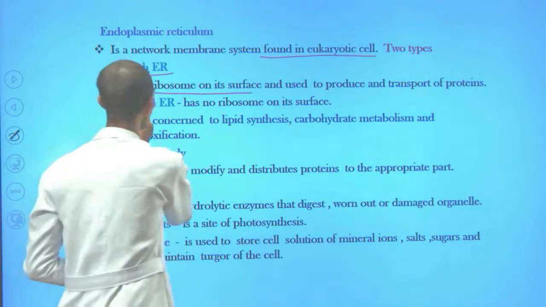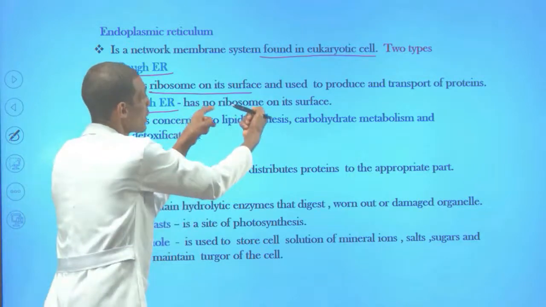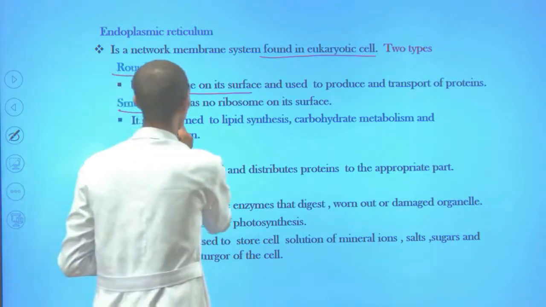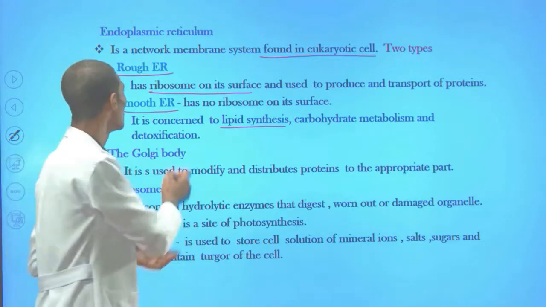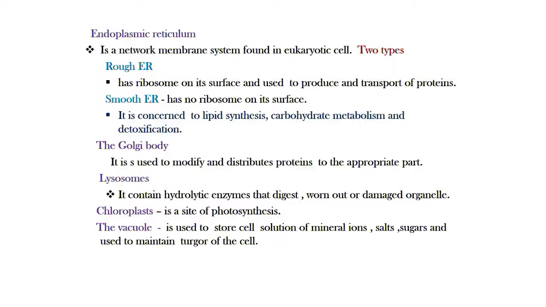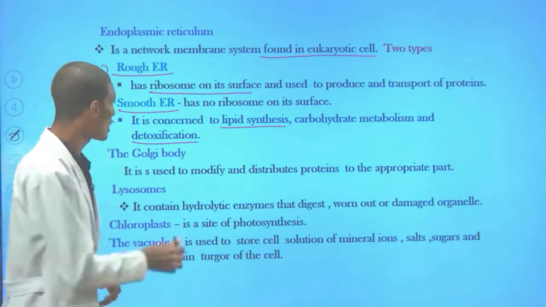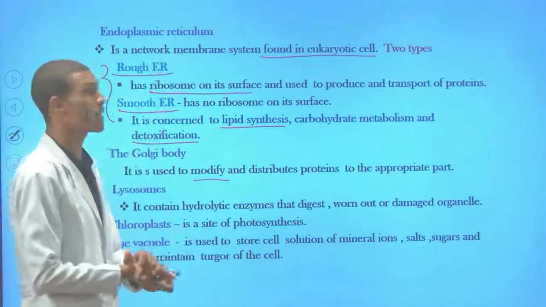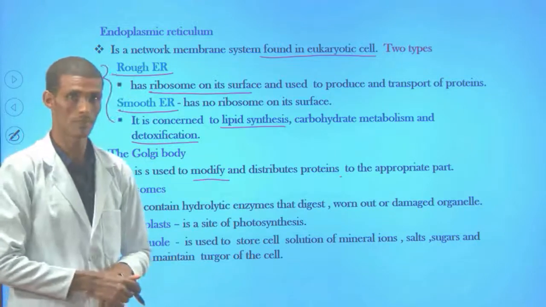There is a smooth endoplasmic reticulum, in which there are no ribosomes on the surface. It is concerned with lipid synthesis, carbohydrate metabolism, and detoxification activity. Another thing is a flattened membrane structure found in eukaryotic cells, which we call the Golgi body, which is very important in modification of proteins made by ribosomes and the endoplasmic reticulum, and distributing them to their final destination.